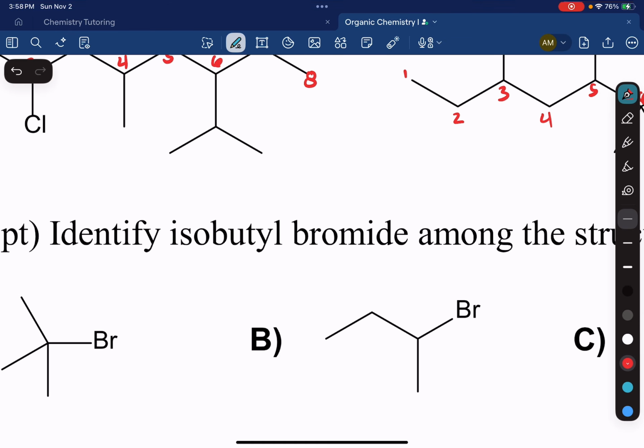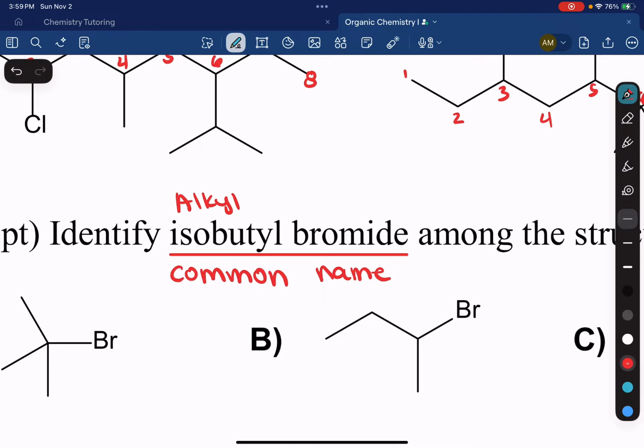So, isobutyl bromide. I want you guys to tell me what kind of name that is. Is that the common name or the IUPAC name? Okay, it's been long enough. This is the common name structure because we've got alkyl halide.